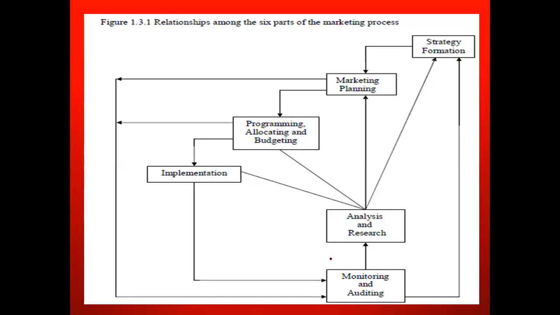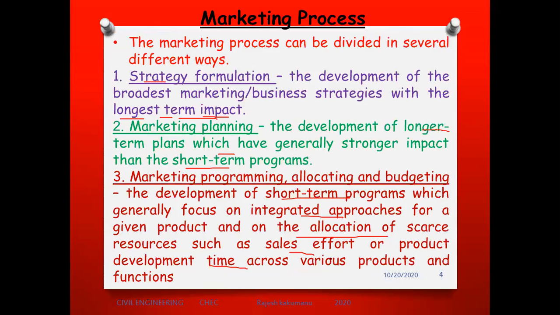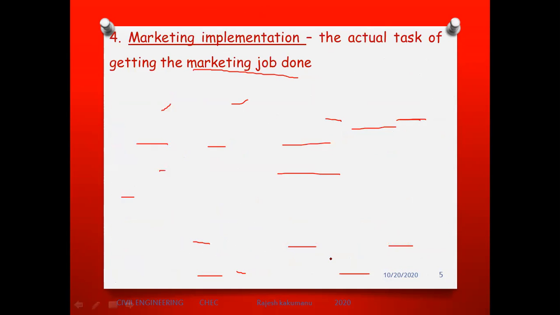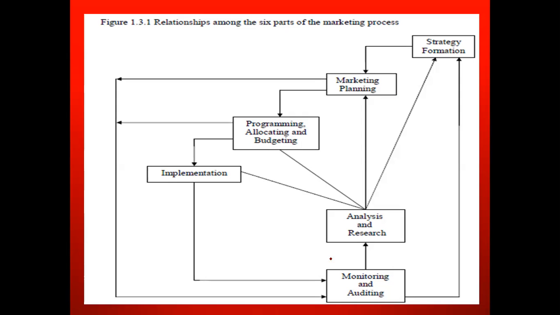Then if you see the relationship among the 6 parts, what are the 6 parts here? The 6 parts are strategy formation, marketing planning, marketing programming and allocating, marketing implementation, monitoring and auditing, analysis and research. You have a vice versa relation among the 6 parts. So if you see, after making the strategy formulation, you go to the planning for the business, that is marketing: how to market your product or a service.